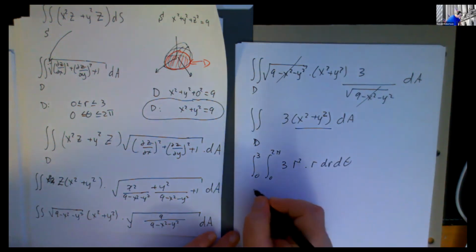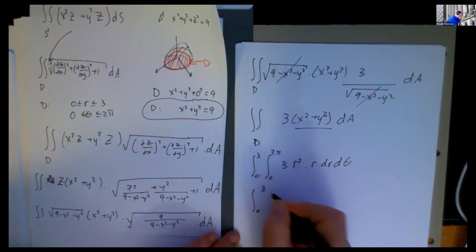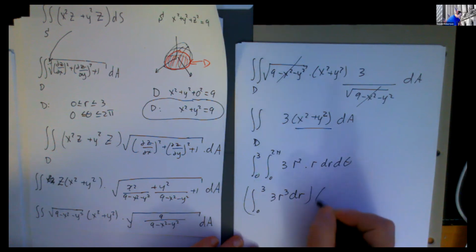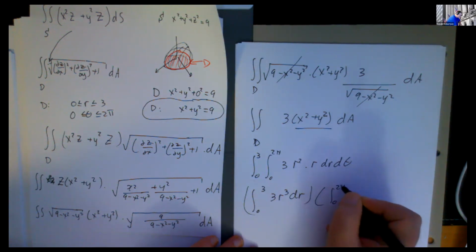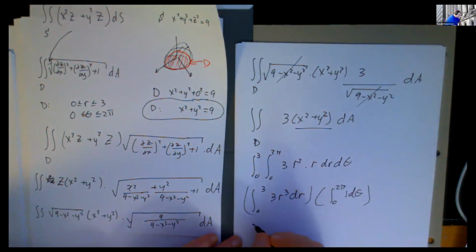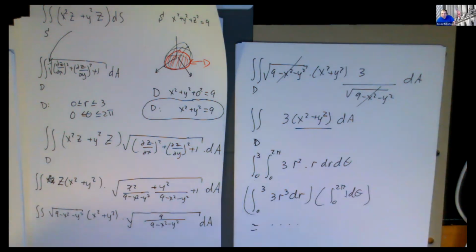And won't we get another r dr d theta? And so I could split this as 0 to 3, 3r cubed dr, with 0 to 2 pi, essentially, of 1 d theta. And at this point, I'm done. That just came out really nicely.